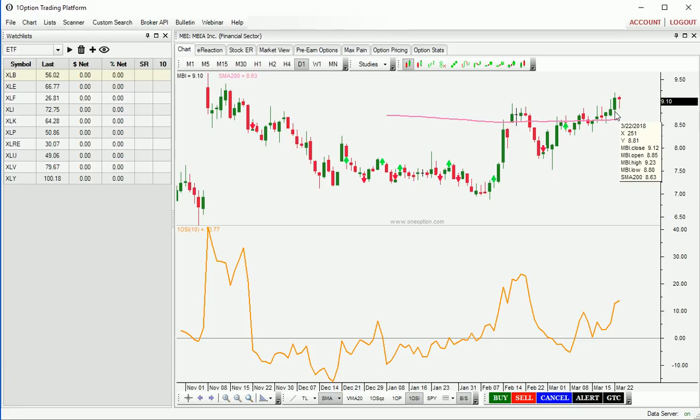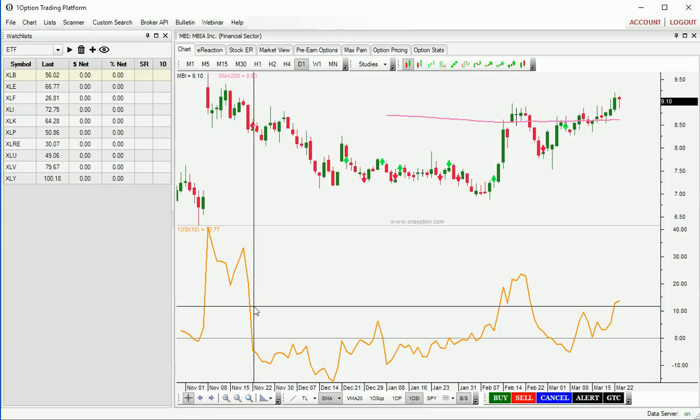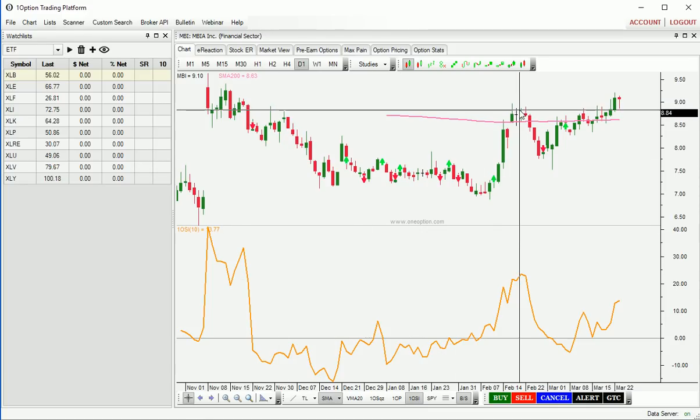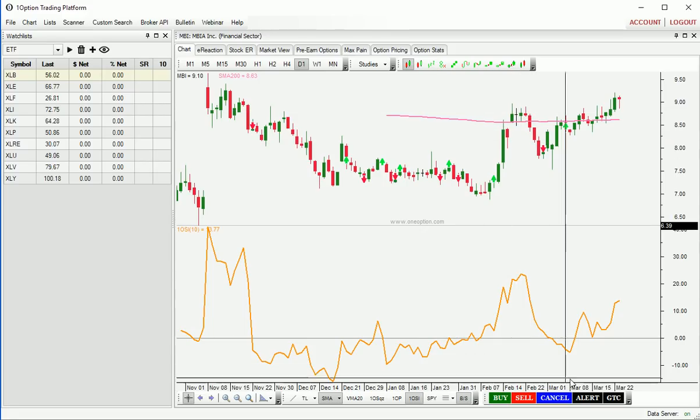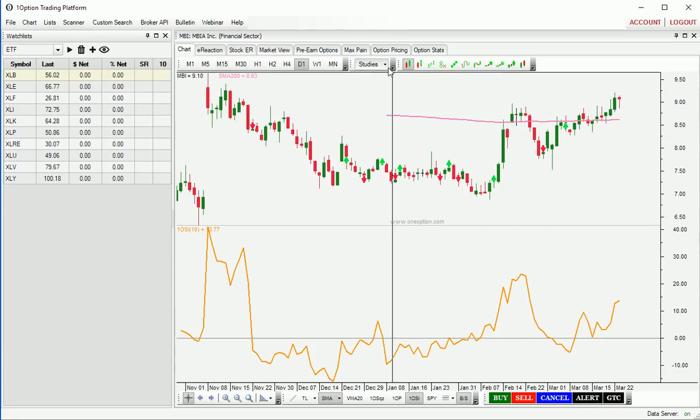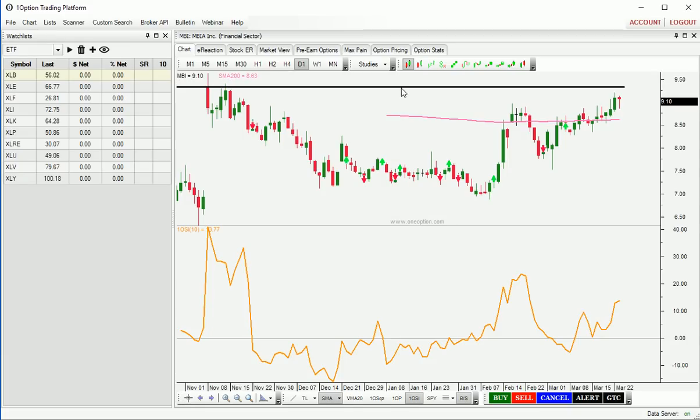MBIA, financial sector, mortgages. Look at this strength right in here. That is gorgeous. This stock wants to go higher for sure. And it's already through this horizontal resistance level right there. So that's support right now at 884. I like that one a lot. Put a GTC right there so that whenever it gets through that resistance and makes a new relative high, I want to know about it.